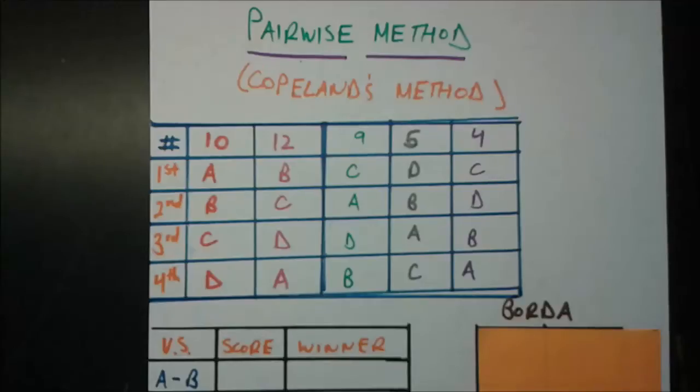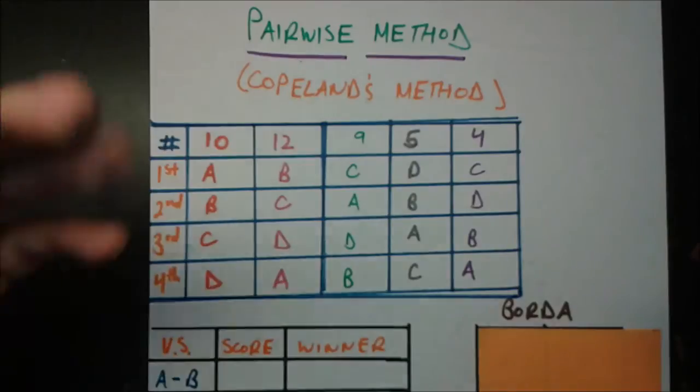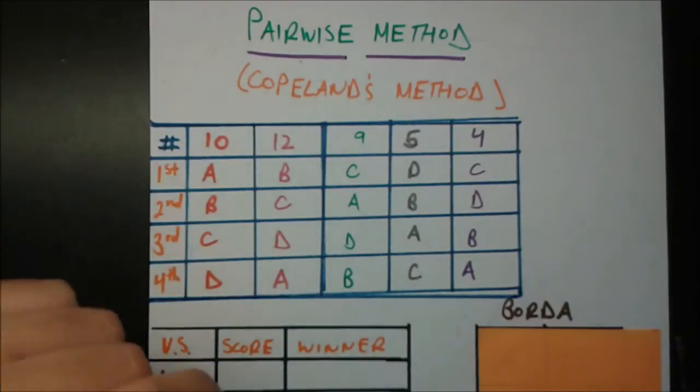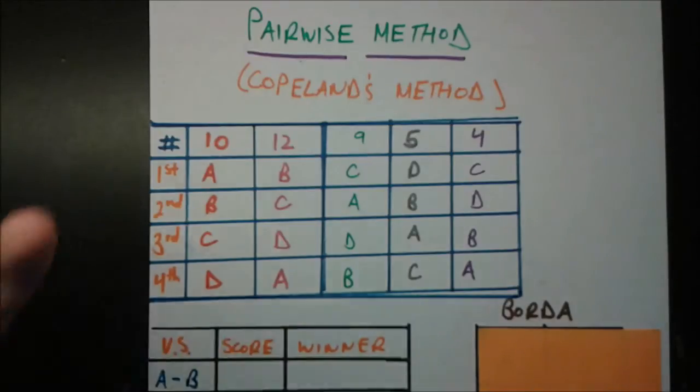In this video, we'll be talking about a new method of declaring the winner of an election, the pairwise method, sometimes called Copeland's method. The truth is we already kind of know how to do this method because it's the basis of the Condorcet criterion, but nonetheless, let's see how it works out.